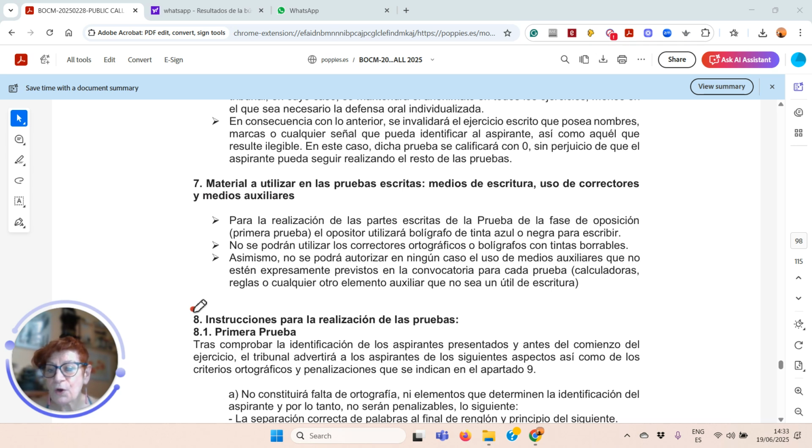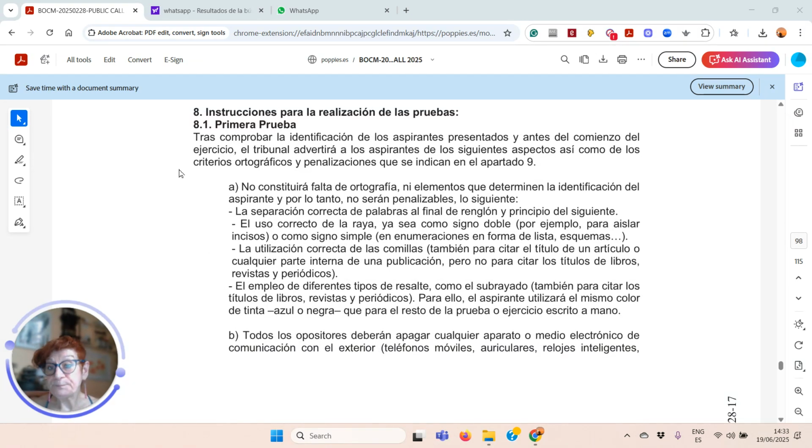And now we're going to focus on section number 8. Here, as we can see, concerning the first part, follow the instructions, but you should not have any spelling mistakes. However, notice that in general, and this is for all the subjects, not only for English, for all the subjects, it is not a spelling mistake. Number A, it says no constituirá falta de ortografía, no spelling mistakes when you separate words correctly. I would not recommend you doing that in English.